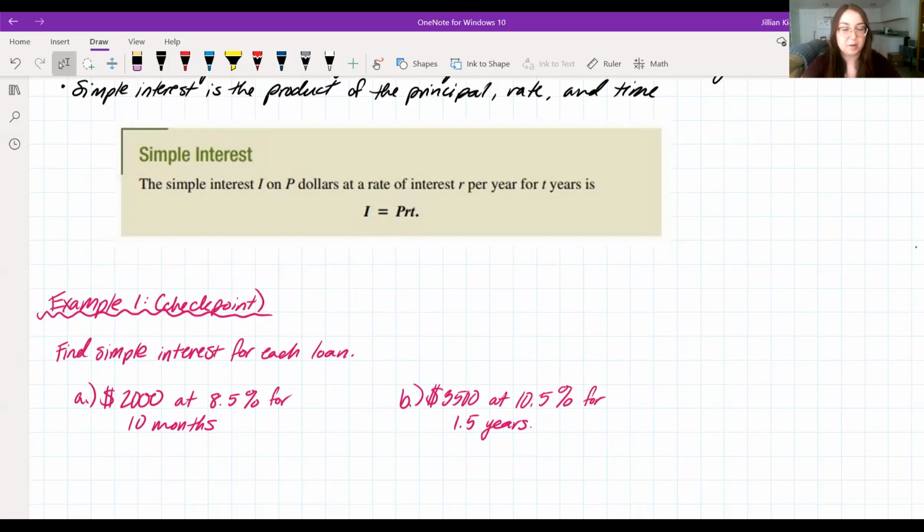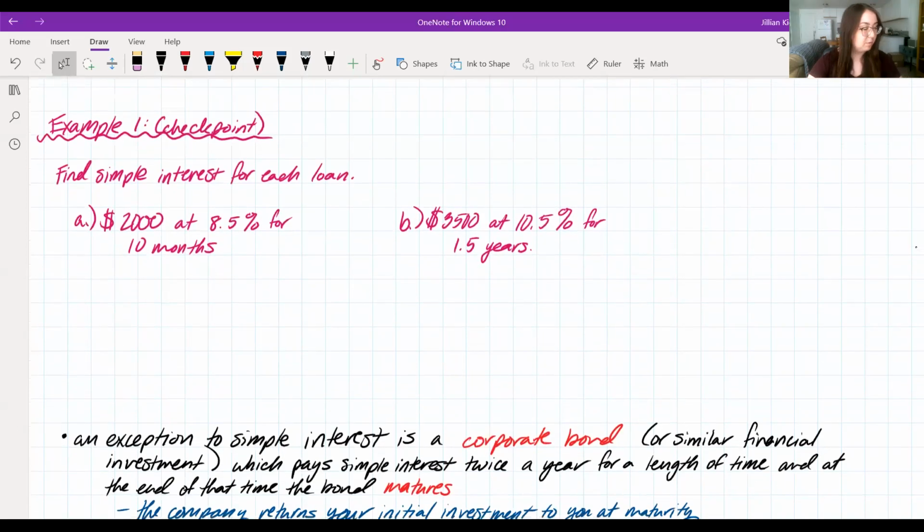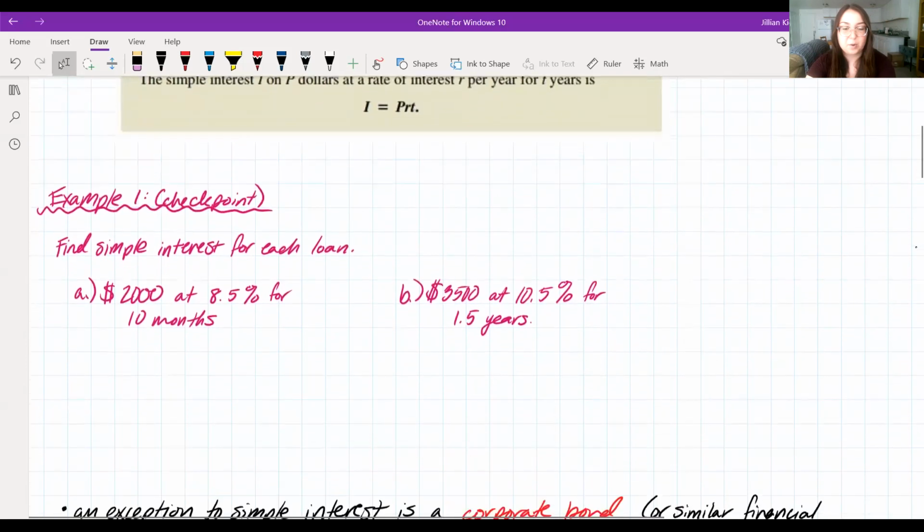So for example 1, we just want to find the simple interest for each loan. So we're utilizing this I = PRT. So starting with problem A here, all we want to do is find our simple interest. And for A, we have that we invested or borrowed $2,000 at 8.5% interest for 10 months. And so we know our equation is I = PRT, and we're trying to find I.